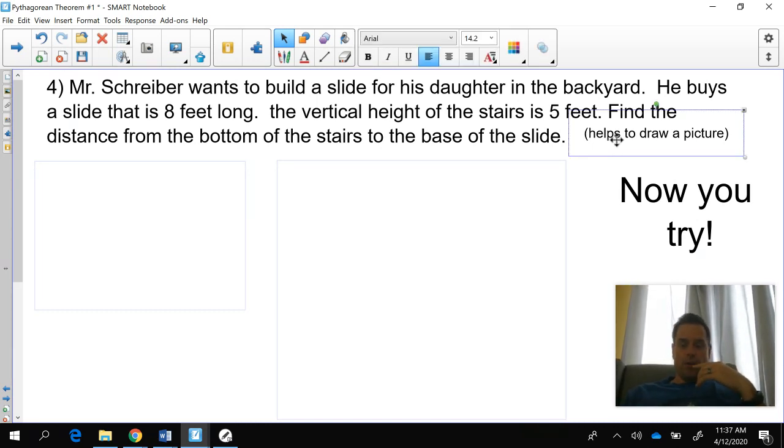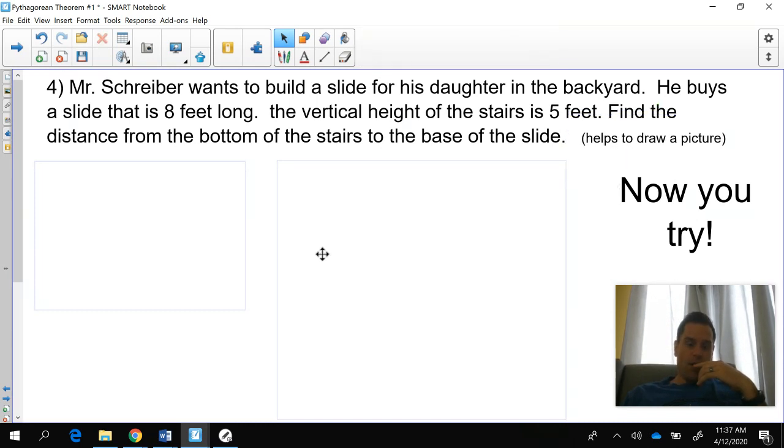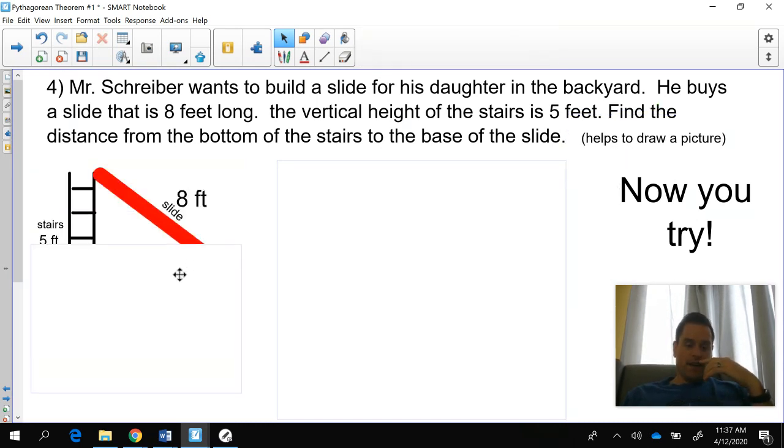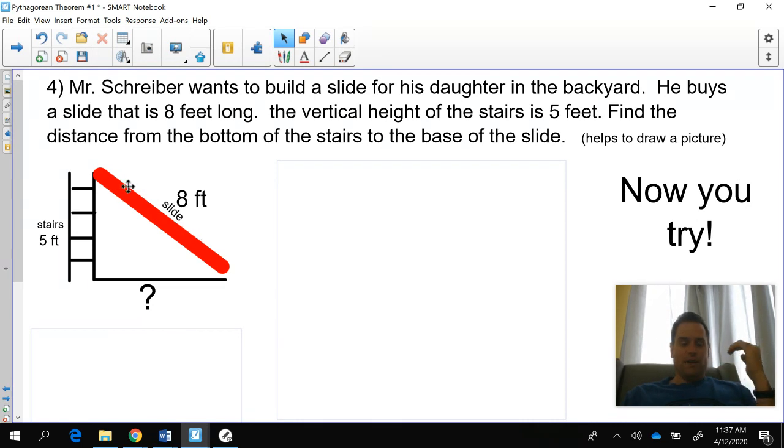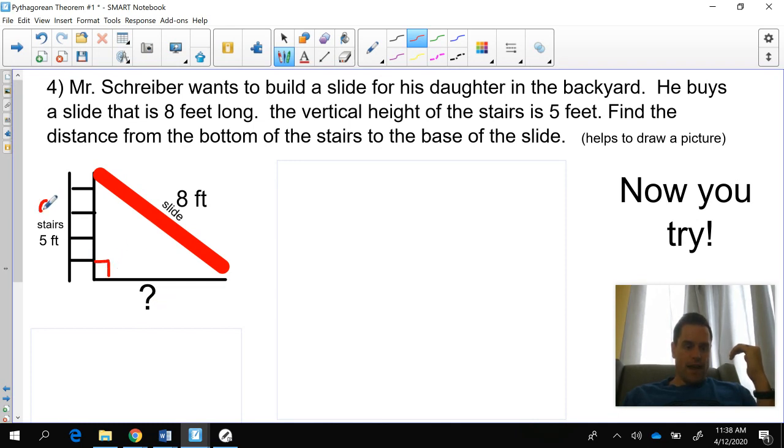I think it helps to draw a picture because this is a little confusing. So draw a picture of a slide, something like this. Then you can label that the height of the stairs is 5, and that's going to be vertical. The slide, of course, is going to be a diagonal, that's going to be your C. And then our unknown is on the bottom here. So let's label this as A. That's going to be B, or those are interchangeable, and that's going to be right across. That's going to be C.